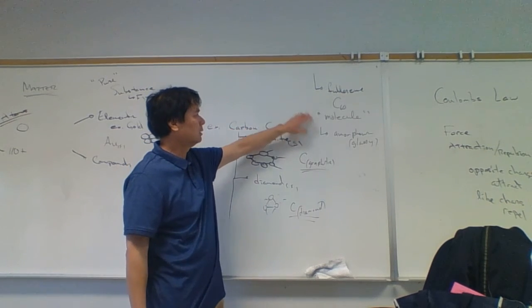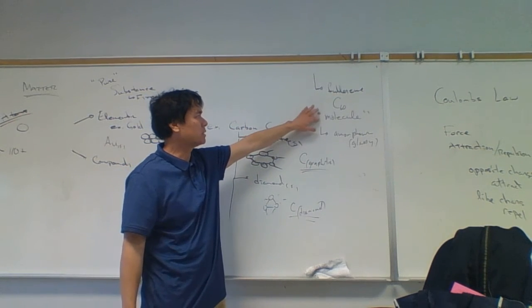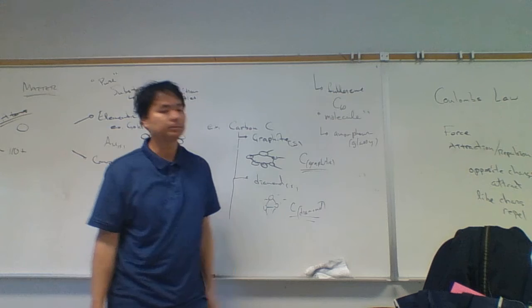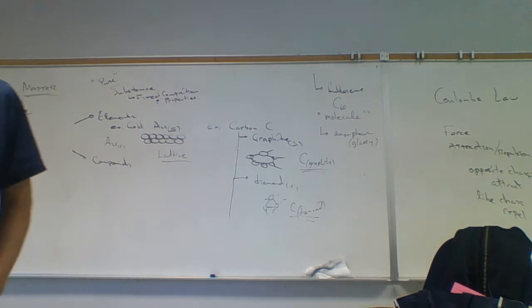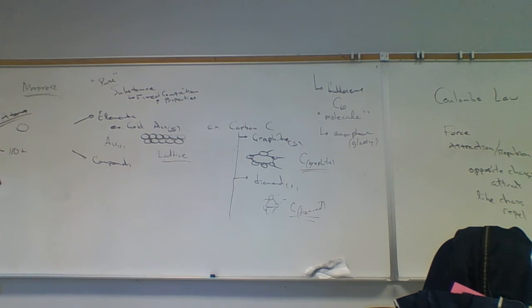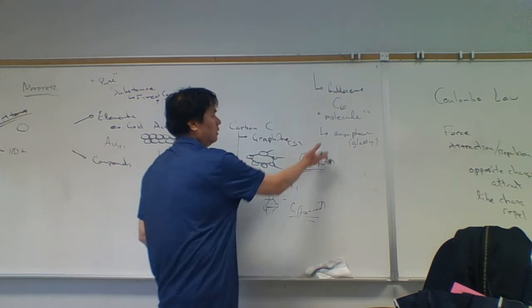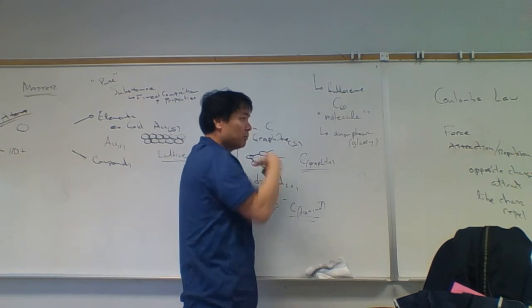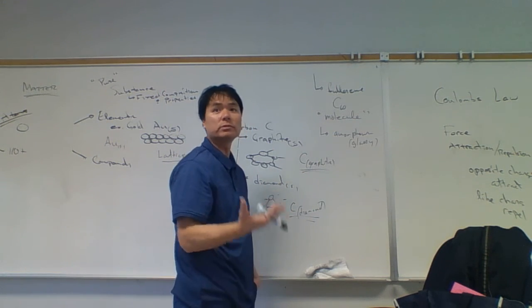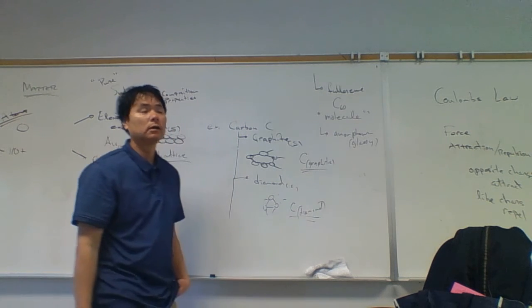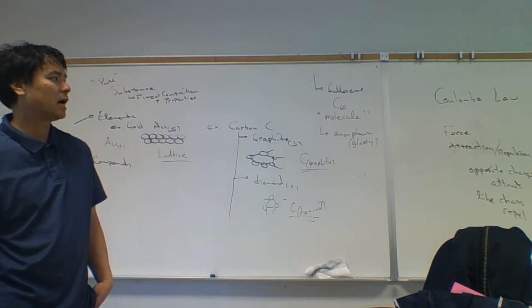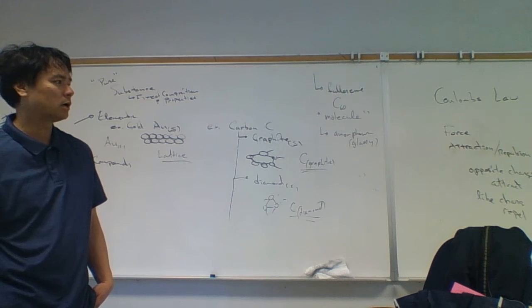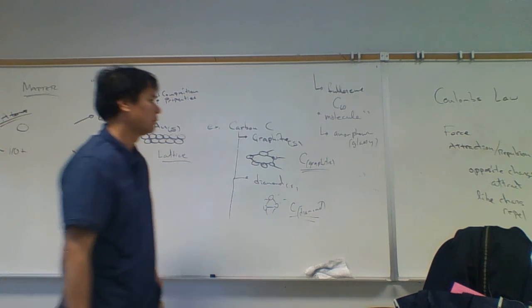Fullerenes and amorphous carbon were detected out in space. Amorphous carbon, you could buy amorphous carbon boats. They're very high temperature cookware, basically.